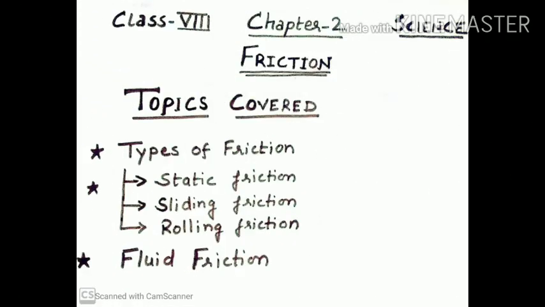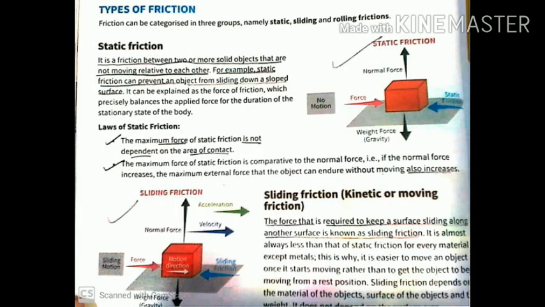I have mentioned here the topics that I will explain in this video. First, the types of friction. There are three types of friction: static friction, sliding friction, and rolling friction. And next I will explain fluid friction to you. So let's start with the types of friction. The first type of friction is static friction.